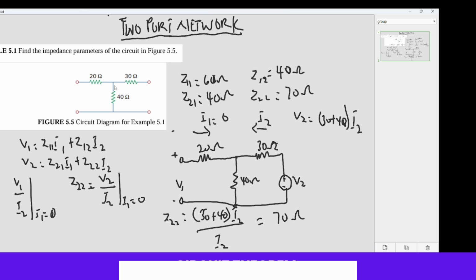So this is how I find my impedance parameters when it comes to my two-port network.